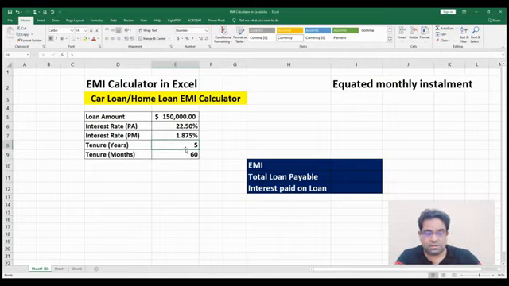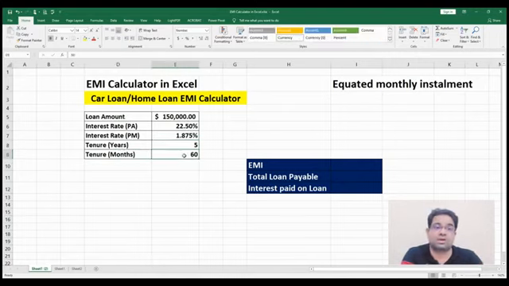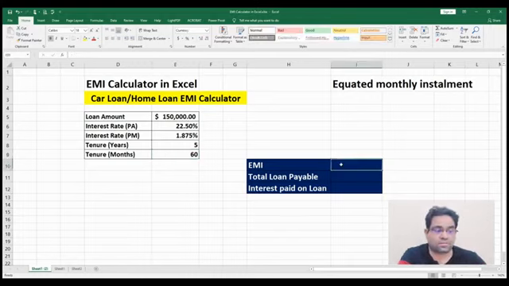Now suppose we are taking 5 years. In 5 years, how many months? We have to calculate the tenure in months. 1 year is 12 months, so 5 years is 60 months. Now we have to calculate the EMI formula: what money we have to pay to the bank every month to clear the loan in 5 years.